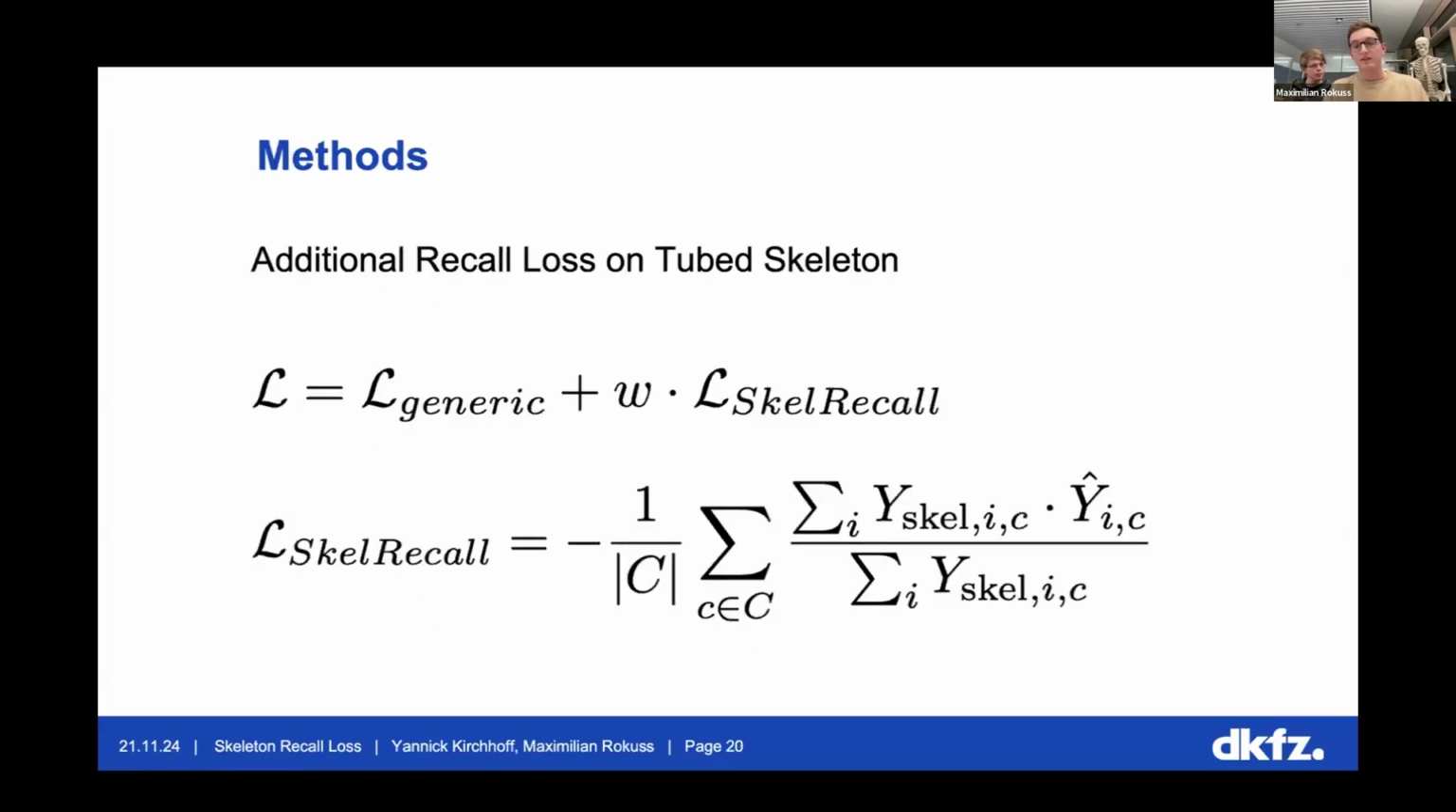How do we incorporate this in the loss function? Well, as the name suggests, it's called skeleton recall, so it is an additional recall loss. You have your generic loss function, similarly to CL dice, you have the dice and the cross entropy, and you add with a weighting factor the skeleton recall loss. The weighting factor is most of the time just 1, but you can vary it if you want to do hyperparameter tuning. And then again, the skeleton recall function is just an additional recall on this tube skeleton.